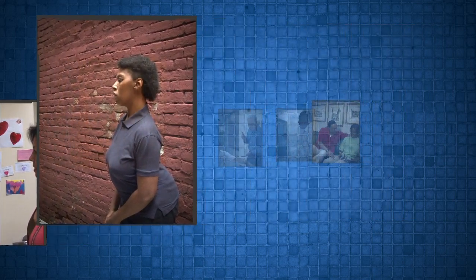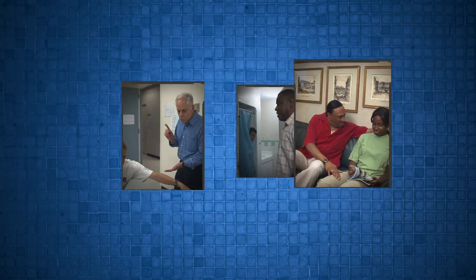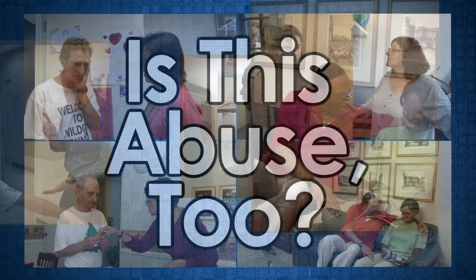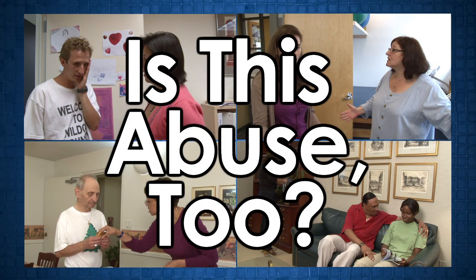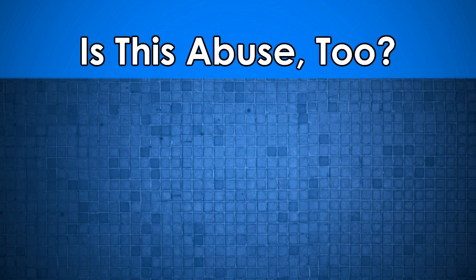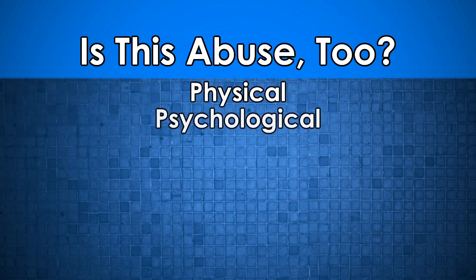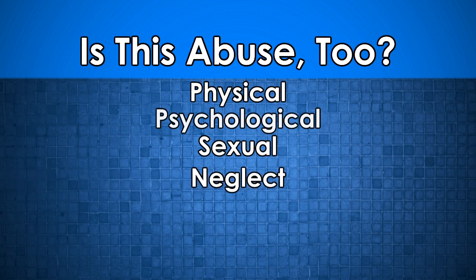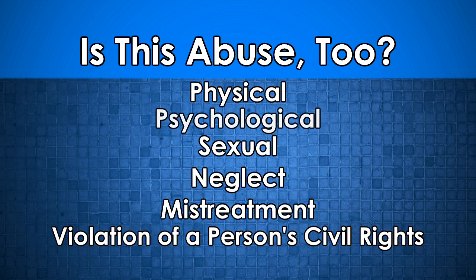As someone who works with individuals who have intellectual or developmental disabilities, it is your responsibility to be able to recognize, avoid, stop, and report situations which are potentially abusive to those individuals. Abuse can take various forms. The types of abuse you will see in this video are physical, psychological, sexual, neglect, mistreatment, and violation of a person's civil rights.